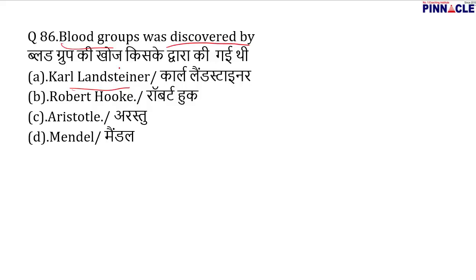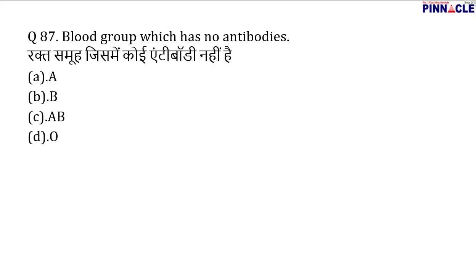Therefore, in our questions, we set them according to the SSC CGL pattern, and we included questions which also include factual things. Okay. So for question number 86, blood groups were discovered by Karl Landsteiner. After question number 86, question number 87, we have blood group which has no antibodies.